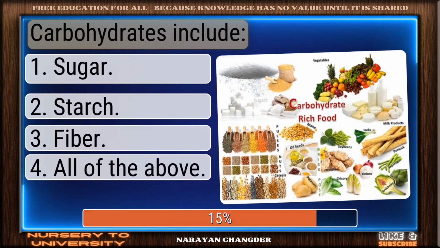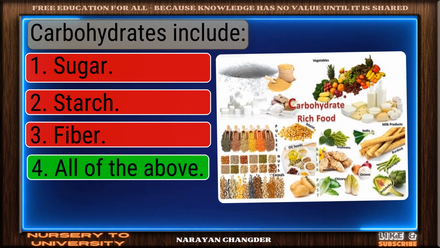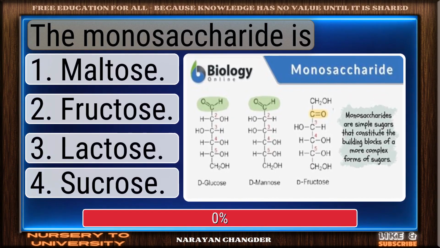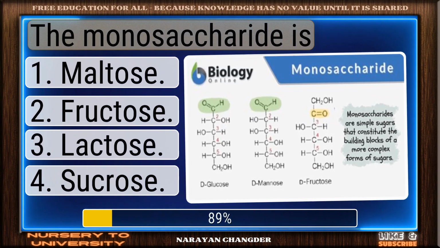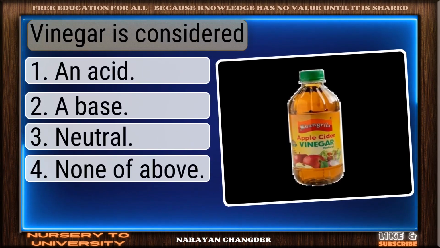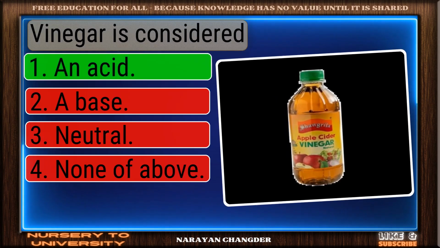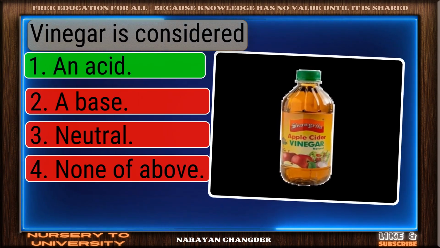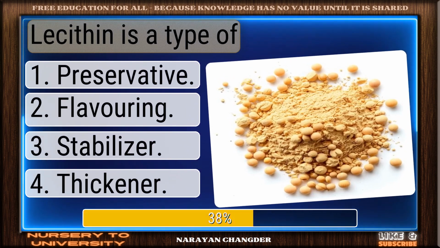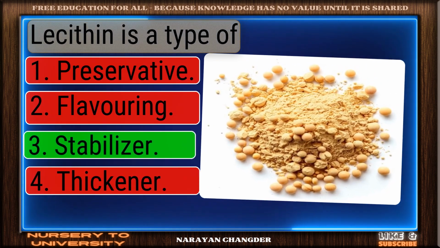Carbohydrates include... Smart pick. All of the above is the correct choice. The monosaccharide is... Bravo. Fructose is the answer. Vinegar is considered... Correct response. An acid is the most accurate answer. Lecithin is a type of... Solid response. Stabilizer is a valid choice.